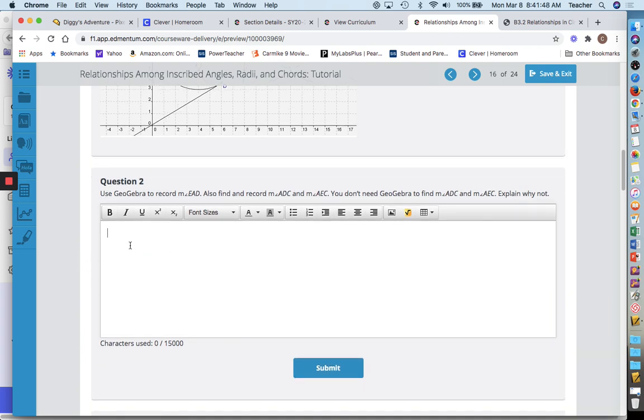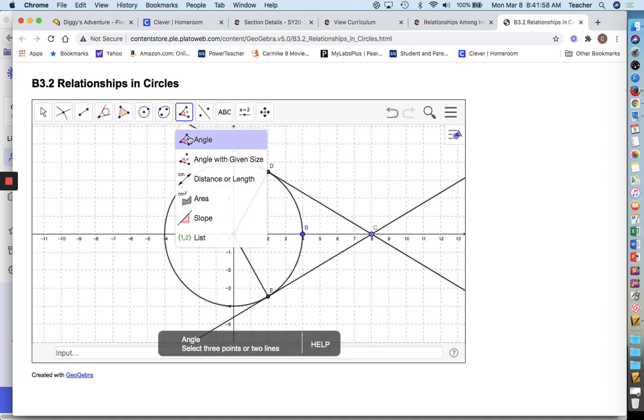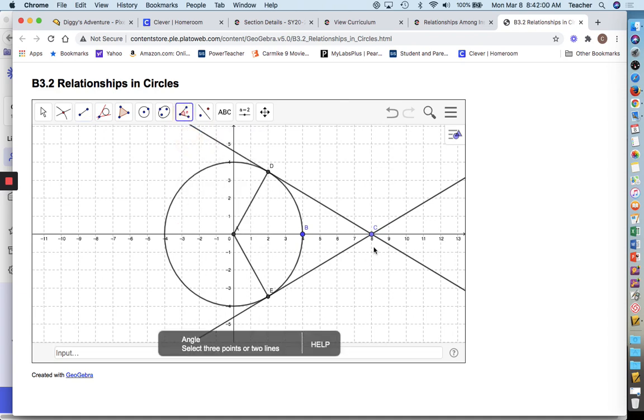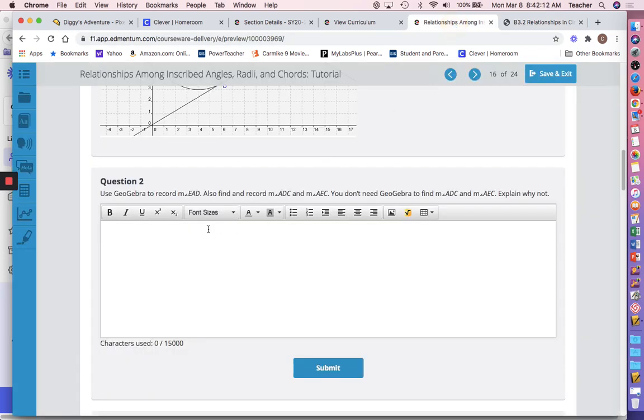Question number 2. Use GeoGebra to record the measure of angle EAD. They want A because that's the letter in the middle. EAD. Okay, that's the central angle they're looking for. So come up here to your angle icon. Remember, you got to go in a right circular motion. So you got to click on E first, then A, then D. So it looks like I got 120 degrees. Let me move that so I can make sure. Yeah, I got 120 degrees.